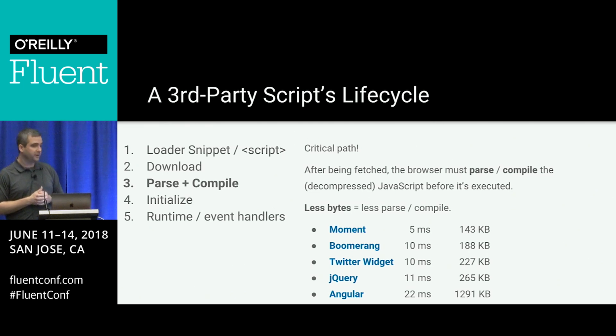As you see here, many of the libraries can compile, at least on a desktop CPU, in 5 to 20 milliseconds, but that gets increased, obviously, when you're looking at more of a mobile device. You might have some of the large libraries, like Angular, actually take 50 milliseconds to just parse and compile. And anytime the browser is parsing or compiling, it cannot respond to user input.